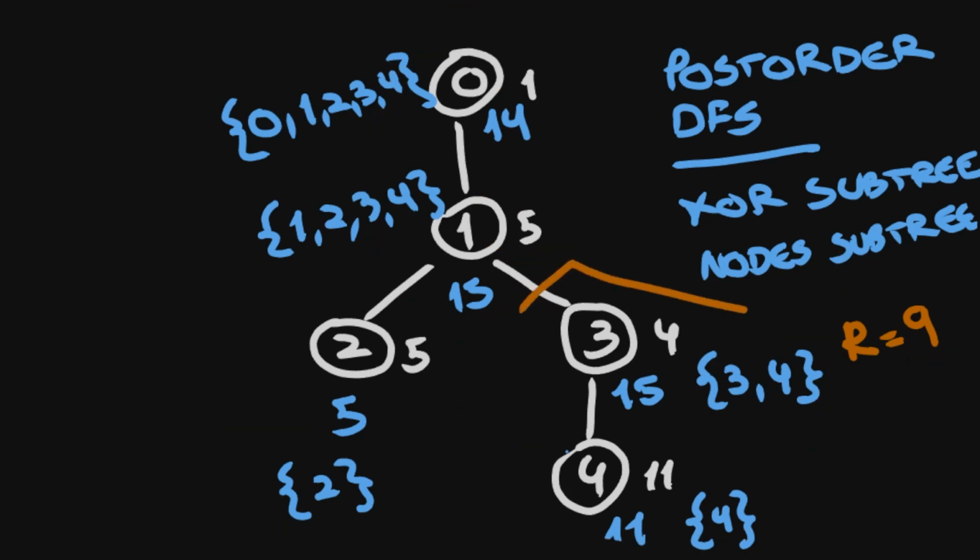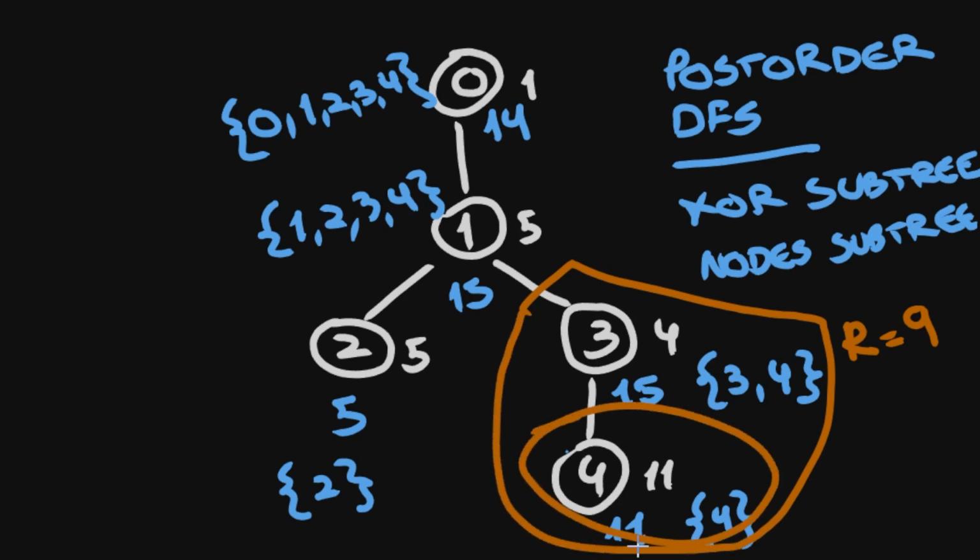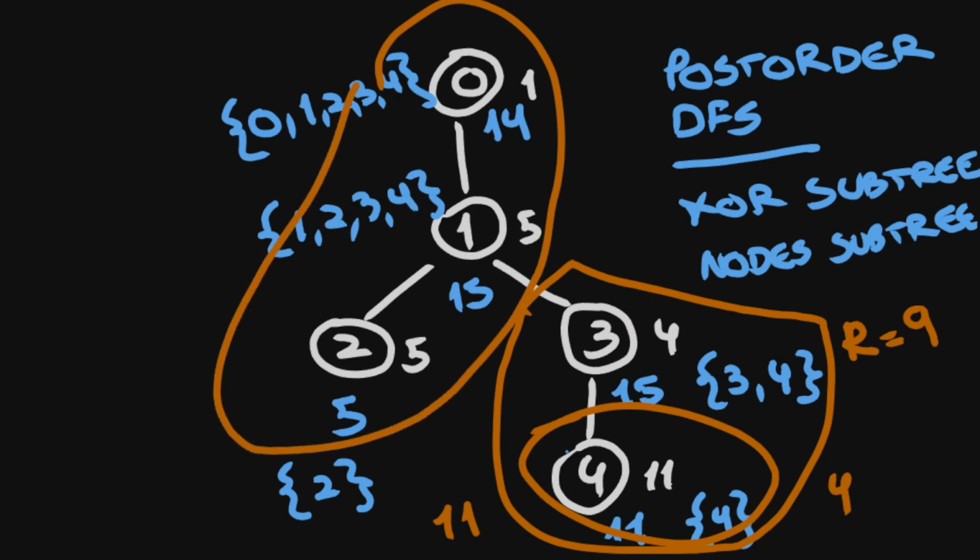Now we can remove this edge, meaning we take this component and we take this component. The XOR value here is 11. The XOR value for this component is 15 XOR 11, meaning 4. And this makes sense because here we have a 4. And the XOR value for this component will be 14 XOR 15, meaning 1. This makes sense because 5 XOR 5 XOR 1 is 1. The maximum value here is 11, the minimum value is 1. 11 minus 1 is 10, 10 is greater than 9, so we continue.